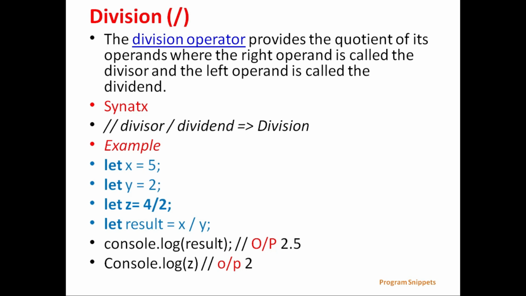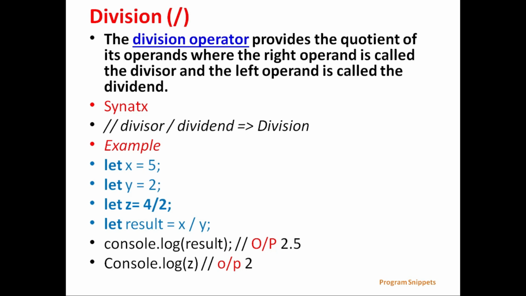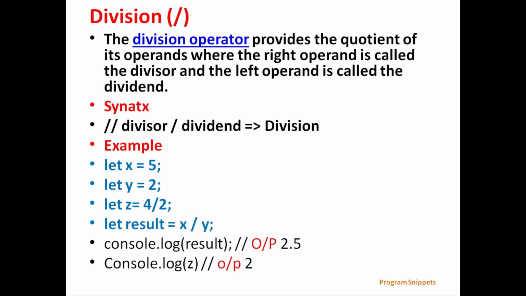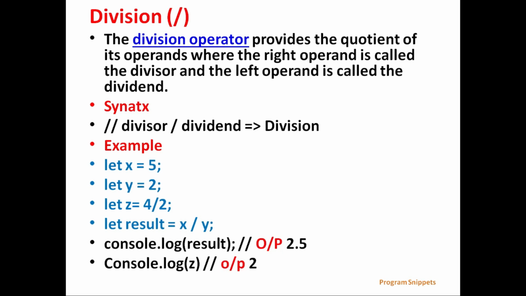Next is division operator. This operator provides the quotient of its operands where the right operand is called divisor and the left operand is called dividend. General syntax is divisor divided by dividend equal to division. For example, here we assign value 5 to x and 2 to y, and we assign 4 divided by 2 to z, and we will calculate result as x divided by y, and when we print result and z, it will give the output 2.5 and 2 respectively.